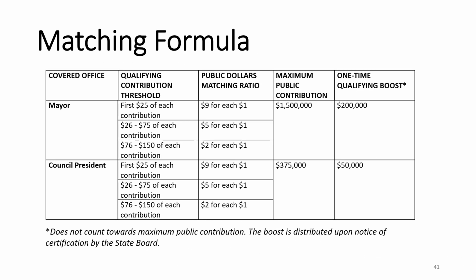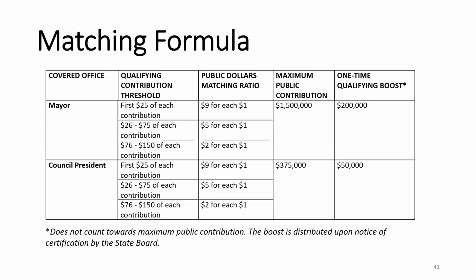Let's talk about the matching formula. Distributions of public funds are calculated using the contribution schedule. MD-CRIS will calculate the eligible match systematically for all contributions that are eligible to be matched with public funds. For example, if a mayoral candidate receives an eligible donation of $10, he or she will receive $90 in matching funds. This calculation is based on $9 for every $1 contributed up to $25.